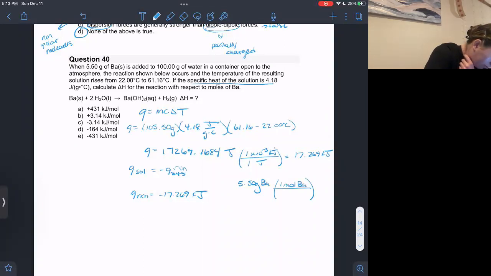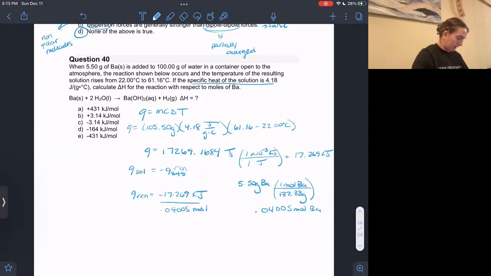1 mole of barium is equal to 137.33 grams. So I have 0.04005 moles of barium. So I'll take this divided by 0.04005 moles, and I get negative 17.269 divided by 0.04005. And that is negative 431 kilojoules per mole of barium.